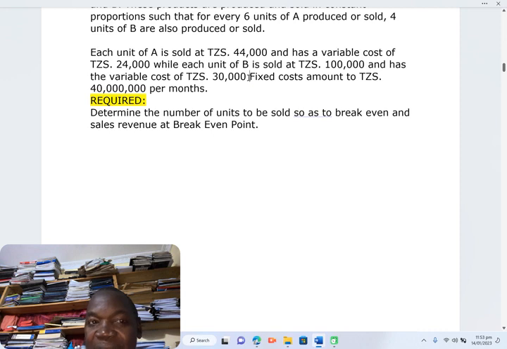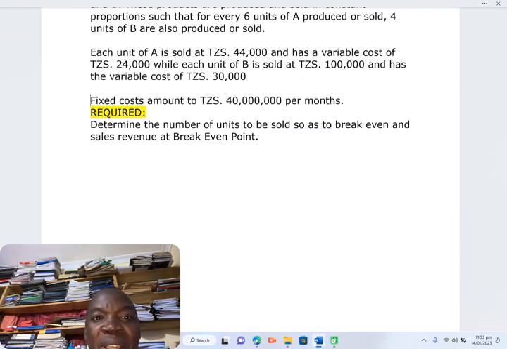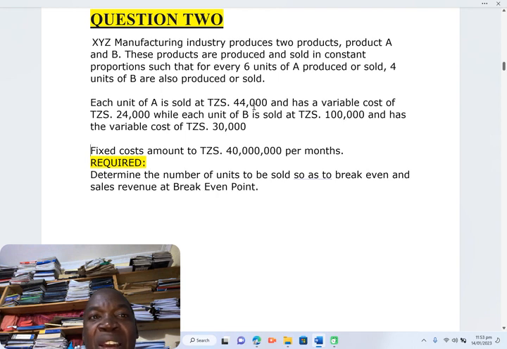The fixed cost, this is a very big problem. The fixed cost amounts to TZS 40 million per month. In this regard, to create uniformity, this would suggest that these units are also produced per month, because we should have a uniform reporting framework.